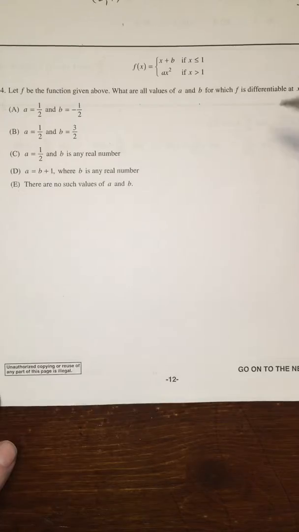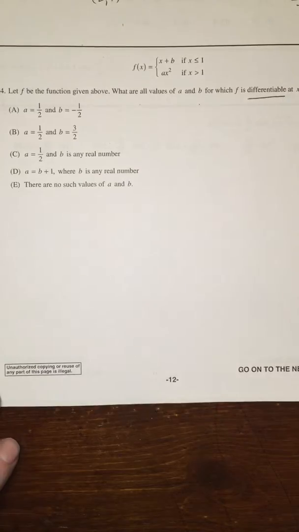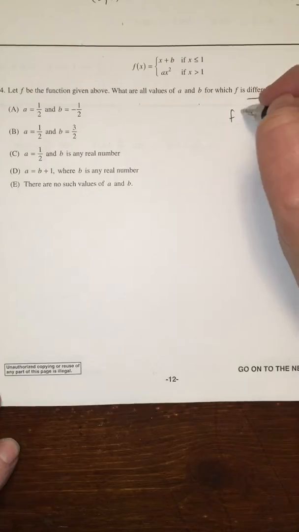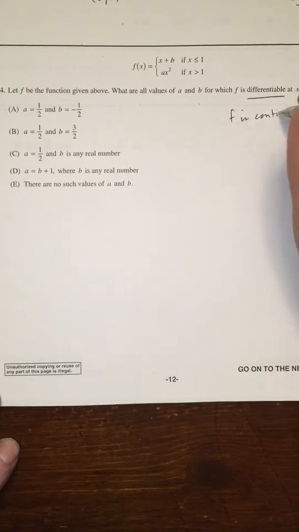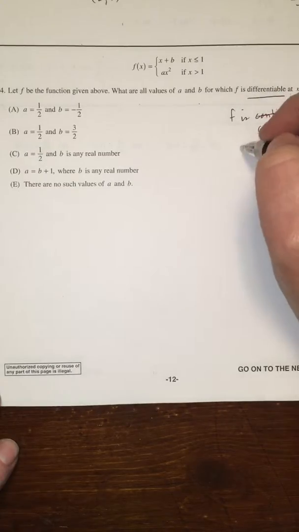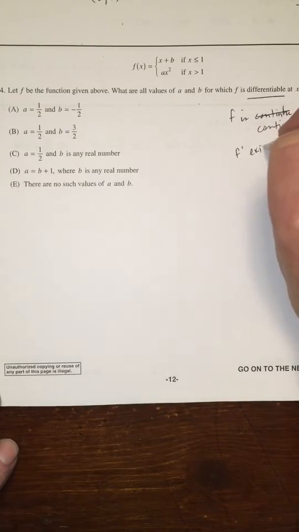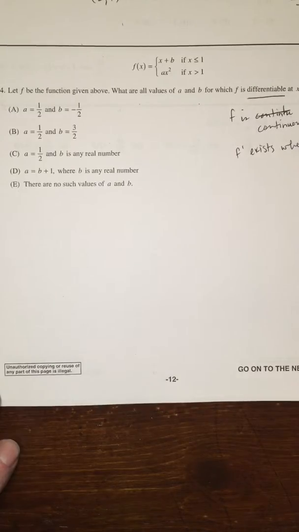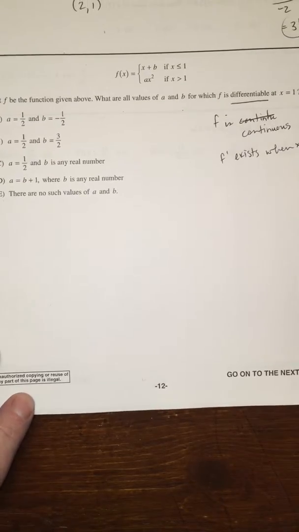A couple of things we know just from the way this question is worded. It says if f is differentiable at x equals 1, well, that means that f has to be continuous. And if f is differentiable at x equals 1, then that also means that f prime exists when x equals 1. So we're going to use these two pieces of information to solve this problem.